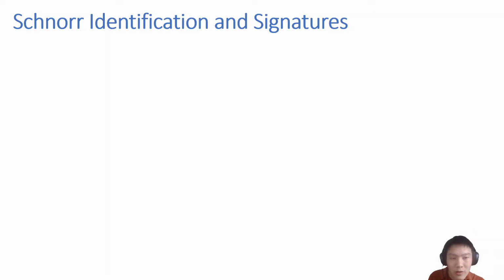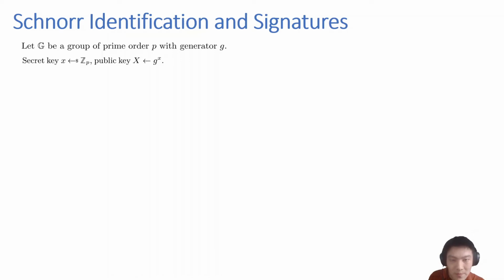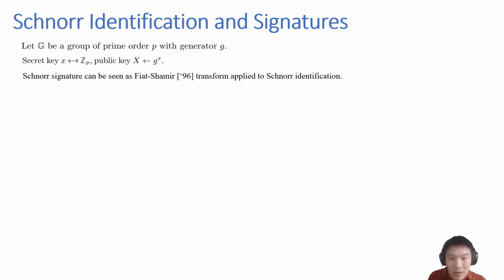Let's start by recalling the Schnorr signature scheme and the underlying identification protocol. First, let's fix a group of prime order P with generator G. The secret key small x is sampled uniformly at random from Z_P, and the public key big X is G raised to the small x. The signature scheme can be seen as the Fiat-Shamir transform applied to the underlying identification scheme.